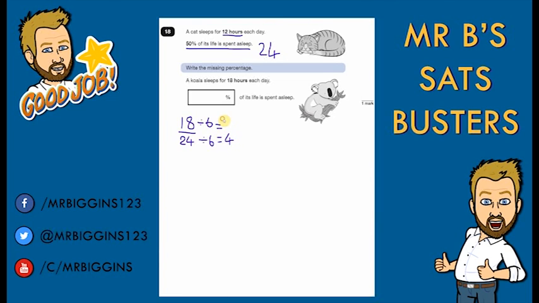And if I divided 18 by 6, I would get 3. So I know that 18/24 is the same as 3/4, and because I know my equivalencies, if you're not sure with percentages and fractions, there are certain ones that you should know off by heart, and 3/4 is one of them, and that means it is 75%. So that is one way we could do it.